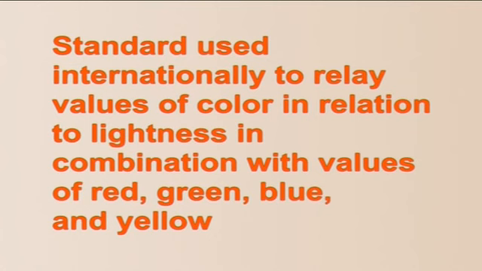Some of the factors that are evaluated are the hue and color intensity of the wine. The International Commission on Illumination, that is the CIE scale, is the standard used internationally to relay values of color in relation to lightness in combination with values of red, green, blue and yellow. Factors such as color and intensity can provide information about the quality of the wine.